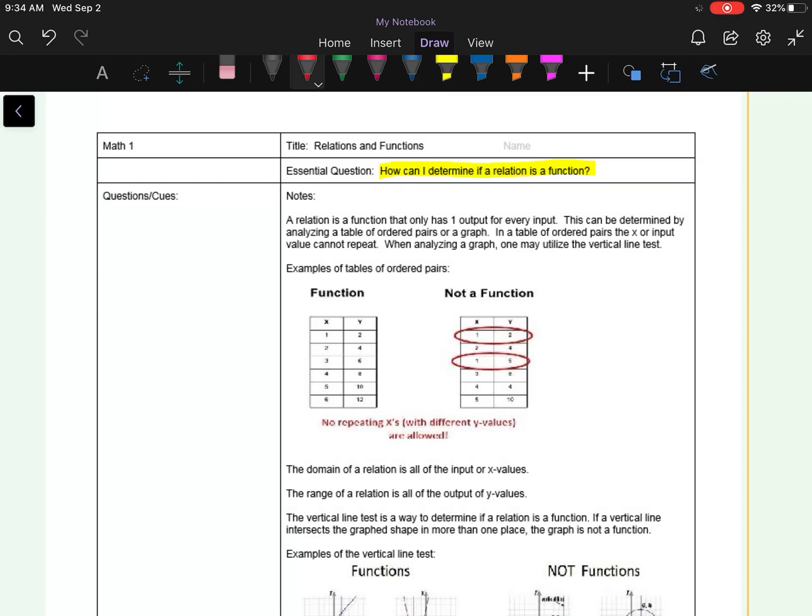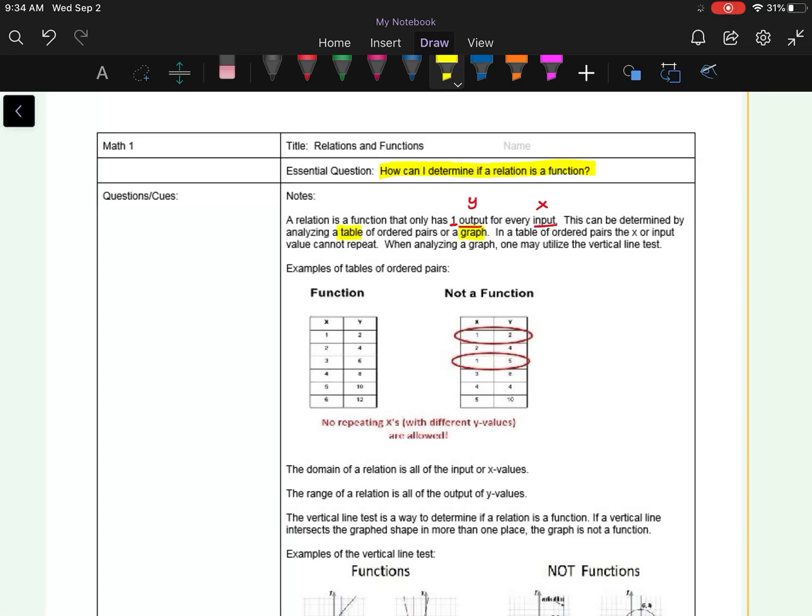So a relation is a function that only has one output. This is key: one output for every input. Our outputs are going to be our y's, from what we recall, and our inputs are going to be our x's. This can be determined by analyzing a table of ordered pairs or a graph. So it can be used on a table or a graph.